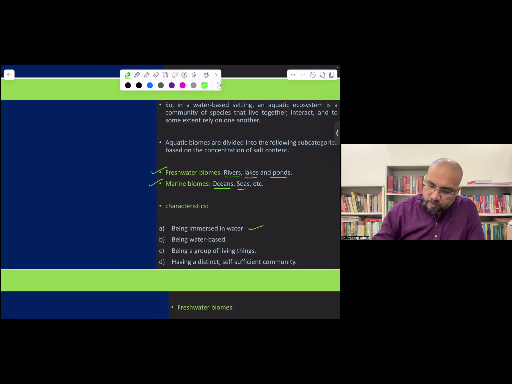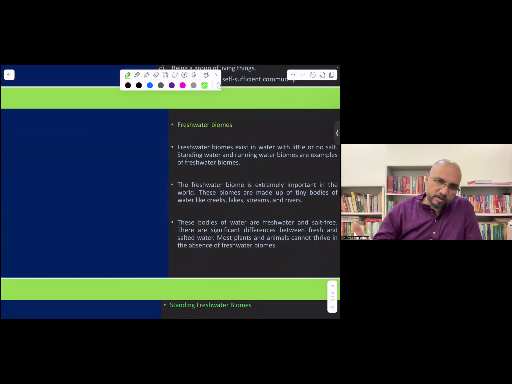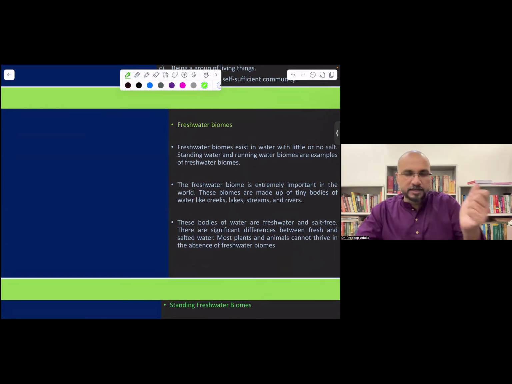So characteristics of aquatic biomes. So they are immersed in water, water based. Again, they are a distinct self-sufficient community. So these are characteristics. They're not very unique. Obviously, organisms will live there. They will interact. Water based hai. Now, first let us go through freshwater biomes. Then we can see the marine, right?